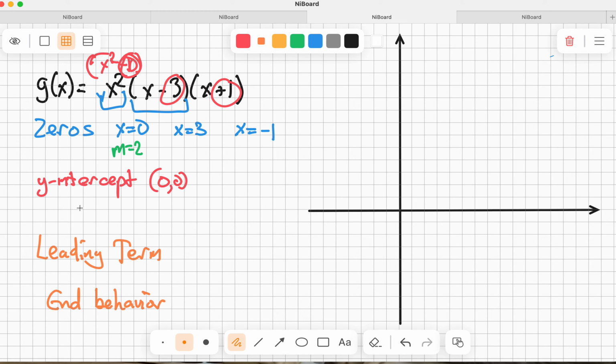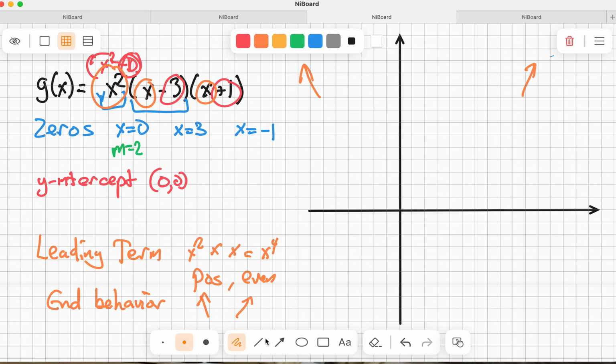Last one, leading term. I take, again, the highest term, x squared. I've got an x, and I've got an x. So this is x to the 4th, not 4x, x to the 4th. So that's going to be positive and even. So my end behavior is going to be like a parabola that opens up. So both ends are going to shoot upwards. I'm just going to put that on my graph right away. Both ends go up.